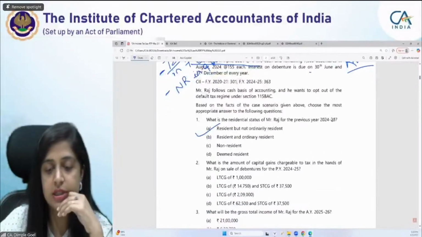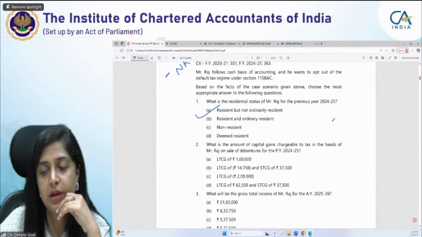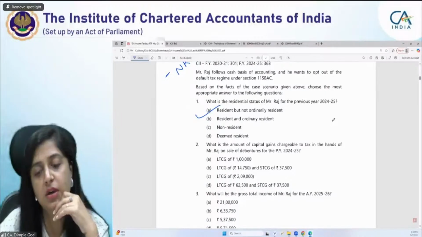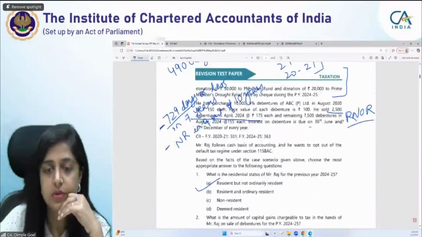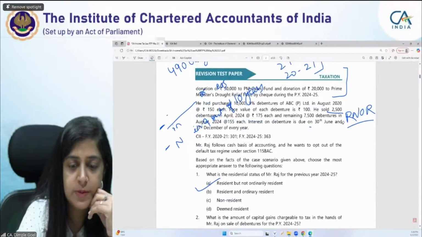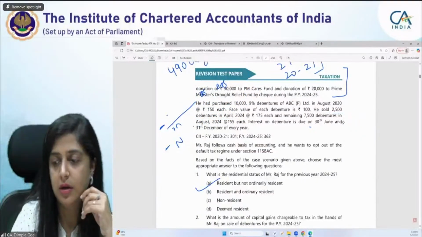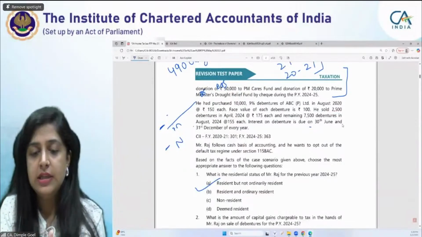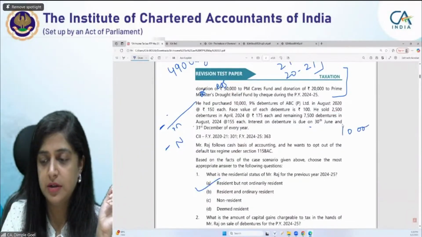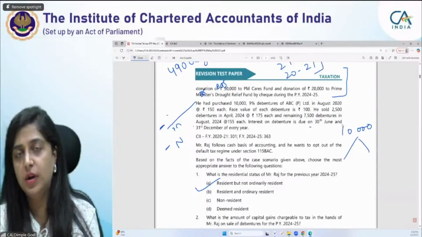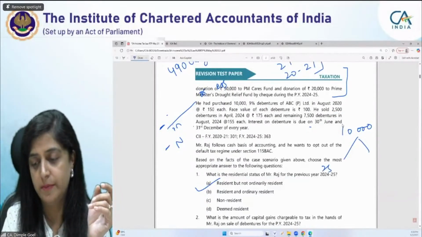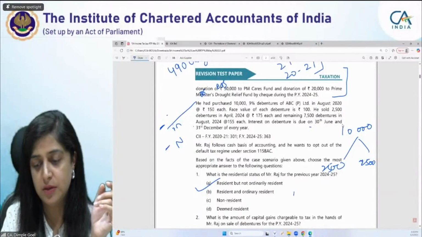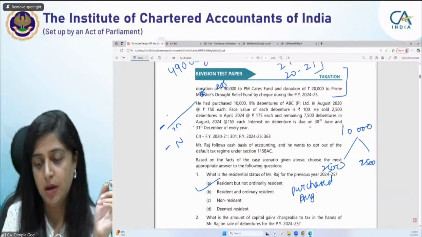So next question is regarding what is the amount of capital gain chargeable to tax in the hands of Mr. Raj on sale of debenture for previous year 24-25. So if we go to the facts, this paragraph relates to the capital gain part. He has 10,000 debentures, so we have to bifurcate this 10,000 into two parts because he sold initially 2,500 debentures, then 7,500 debentures. So firstly, tell me about this 2,500 debentures. He purchased in August 2020. Now sold it in April 24.